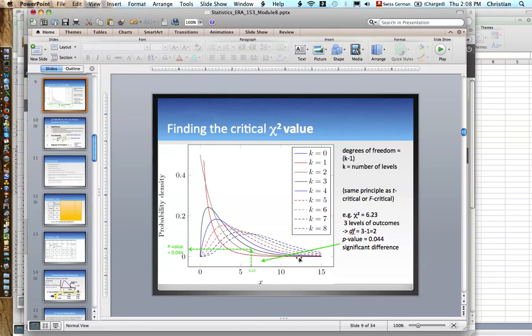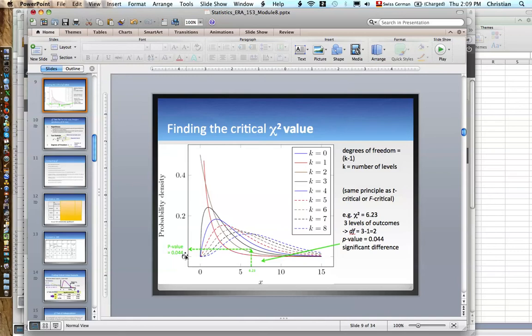So now one way is to actually come up here and say, okay, I got a chi-square of 6.23, and if you go up here on that black line, that's 3 degrees of freedom, that will tell you the probability of us getting this value. If we go to the left, we would see here 0.044 is the probability of us having this value. Because 0.044 is smaller than 0.05, we would say at the 5% level that this is significant.